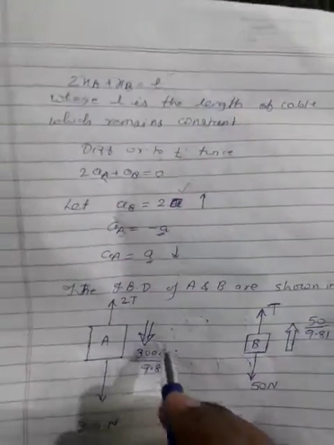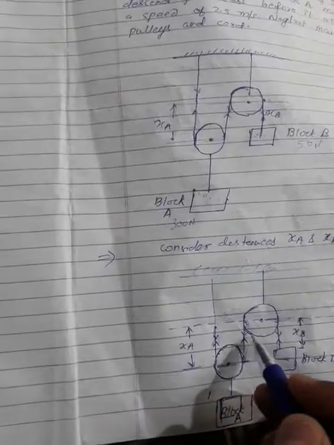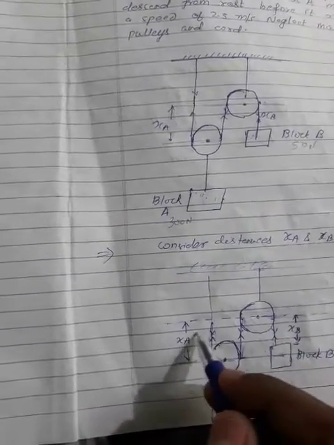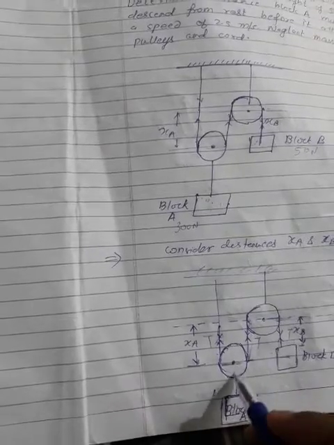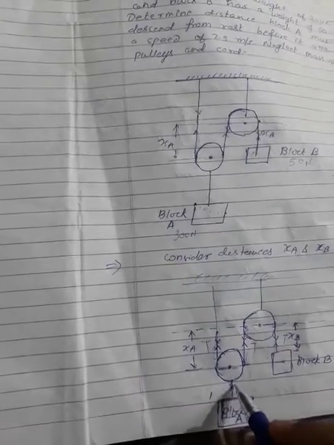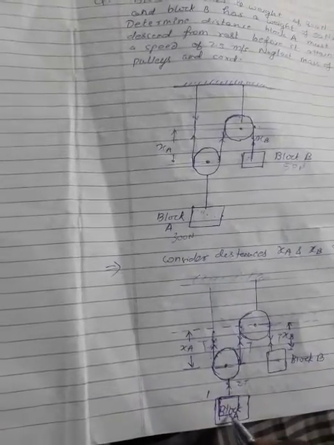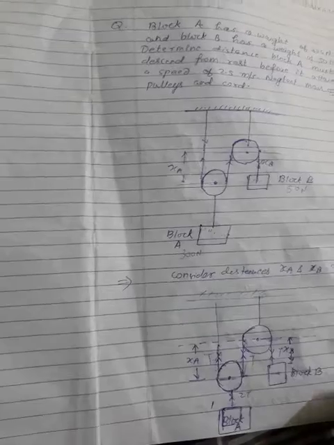So I have shown the free body diagram here for both blocks A and B. The weight of block A, 300, acts vertically downward. It is connected by a cord here. If you see the cord, it will be in tension. The same tension will be generated in the whole cord, so here will be T, here will be T, here will be T. Now this block will get a tension of 2T, because T is acting here and here, so total 2T. And the weight of block A always acts in the vertically downward direction, so 300, and I have shown here 2T.